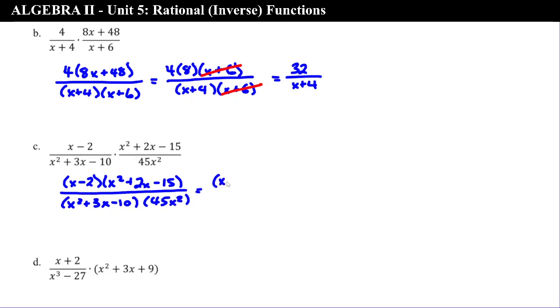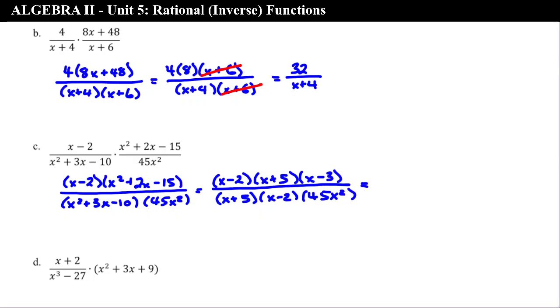So let's factor. The first term we can't factor, but we can factor the trinomial. And that factors down to x plus 5 times x minus 3. The trinomial on the bottom will factor into x plus 5 times x minus 2. And then we still got our 45x squared on the bottom. So we can cancel the x minus 2's, we can cancel the x plus 5's, and that just leaves us with x minus 3 over 45x squared.